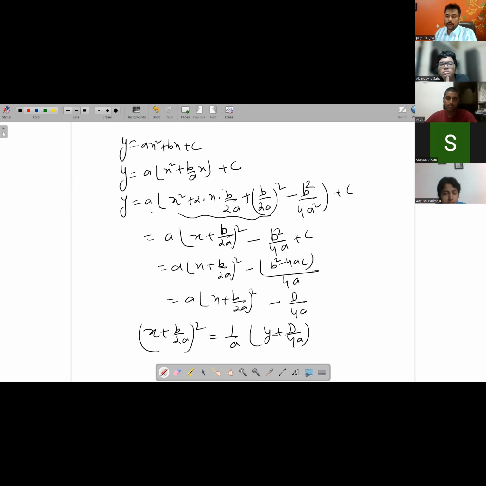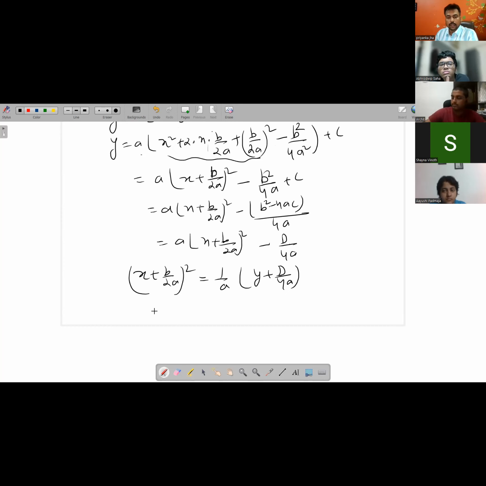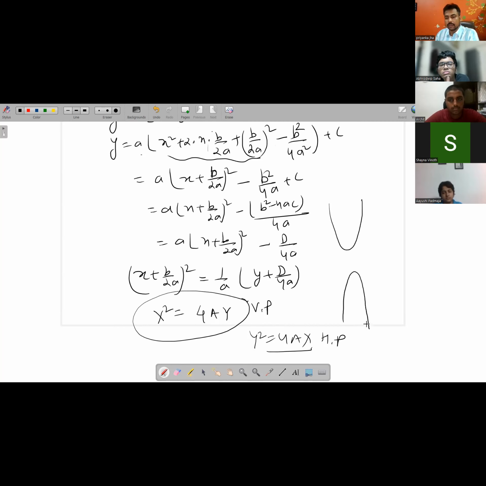In the beginning, I already talked about different parabolas in physics and mathematical tools, right, Archit? So this is x square equal to 4ay, the vertical parabola. We have y square equal to 4ax, the horizontal parabola. Either like this or this will depend on the value of a, that is the leading coefficient.